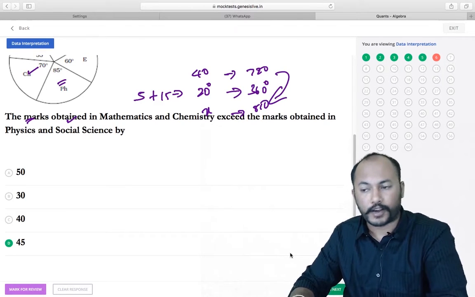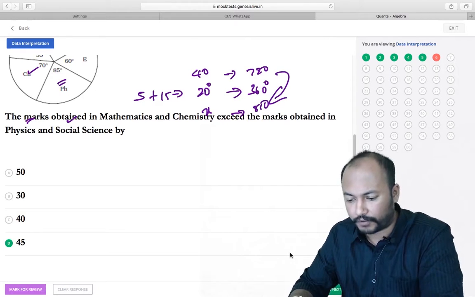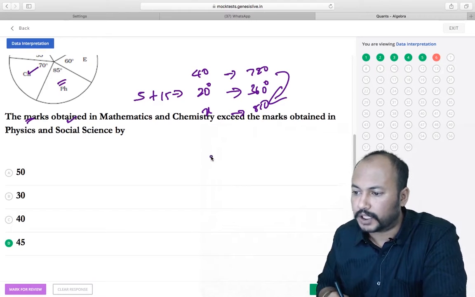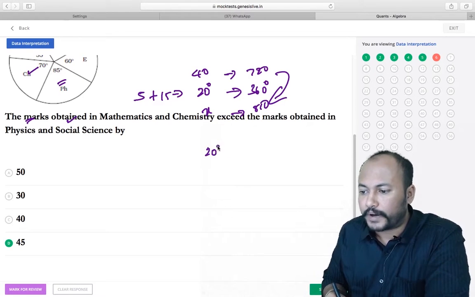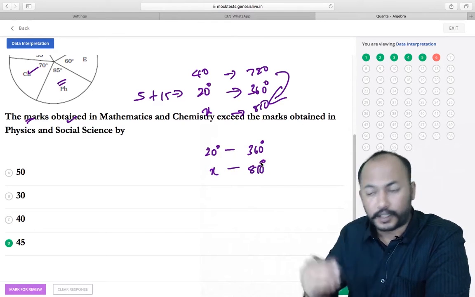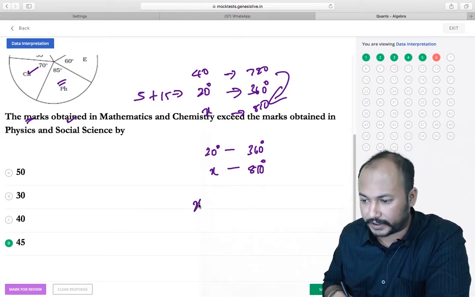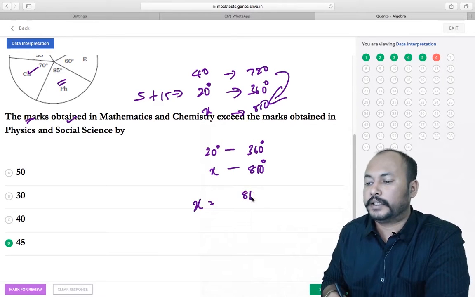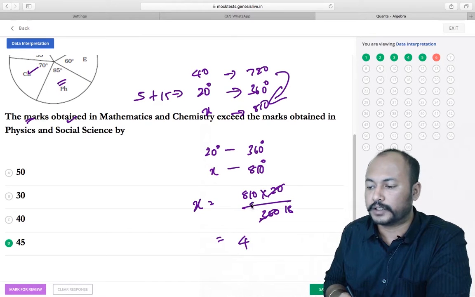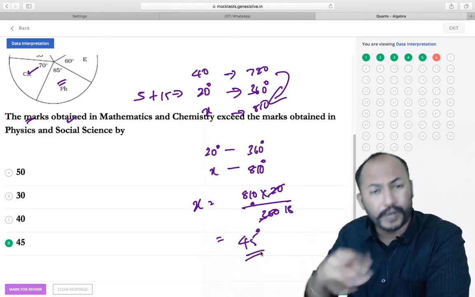Hope you are following. Fine. So see, one more way, if I have to be straightforward and solve it. Observe what happens: 20 degrees for 360 degree, and then what is for 810? If you have to go systematically, step by step, then x value will be equal to 810 into 20 divided by 360, which is 20, and then 18, 4s are 72, and then you have 90, 18 5s are 45. You will get the answer.